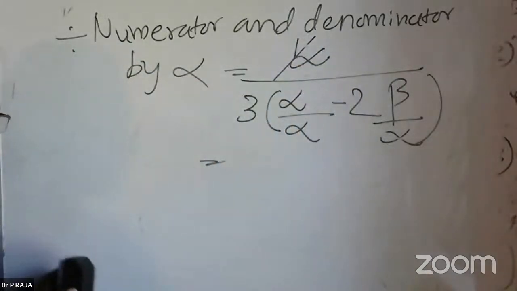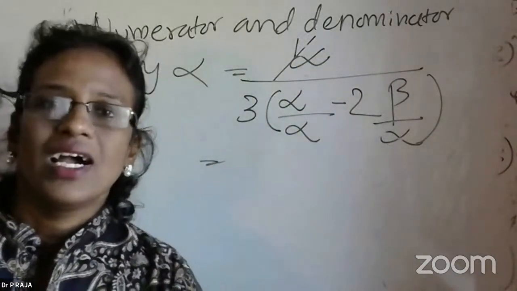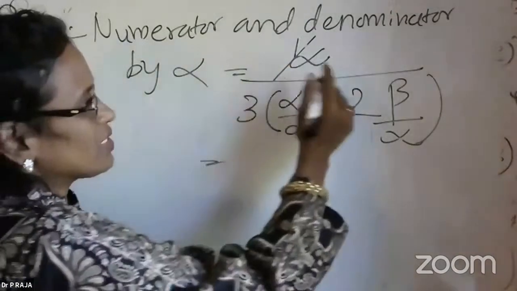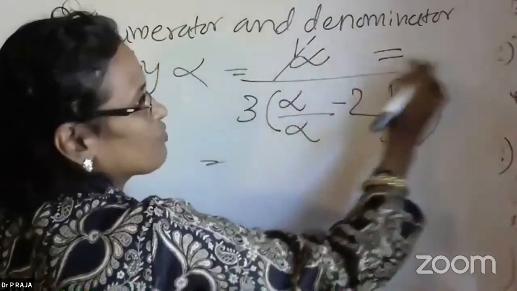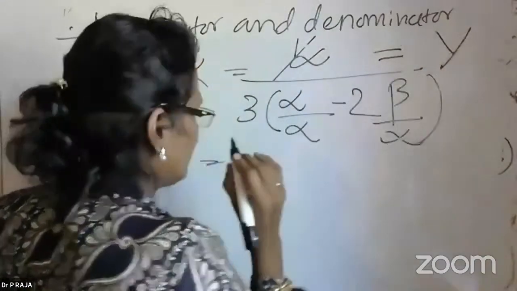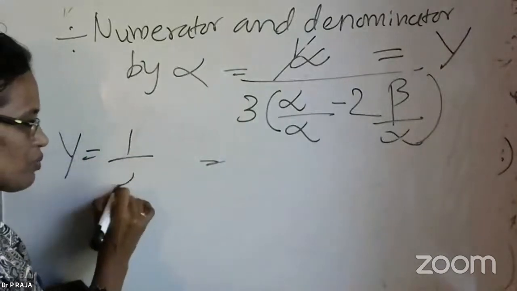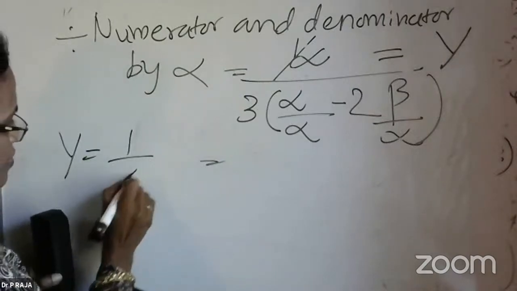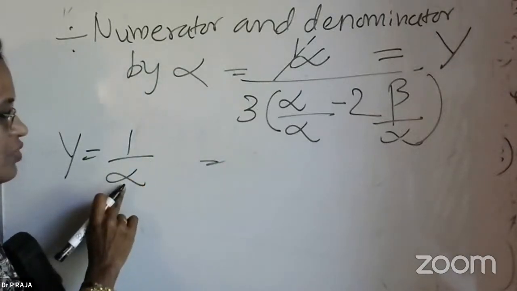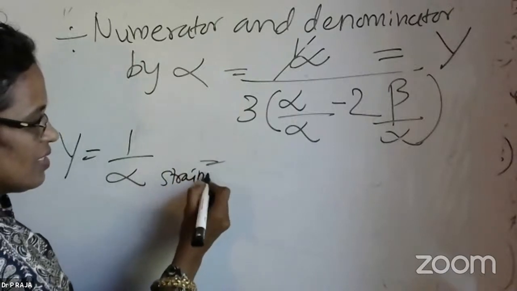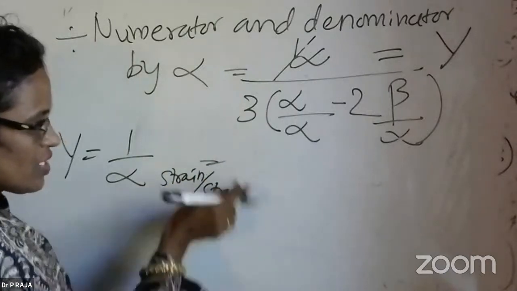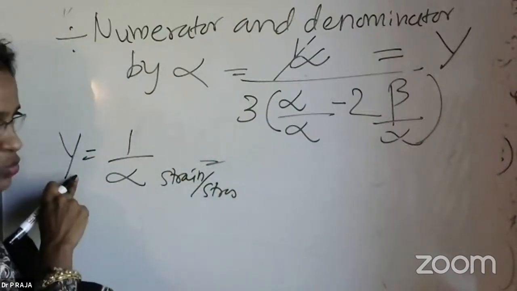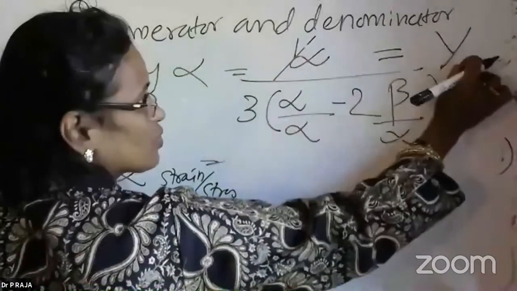In the initial starting of this video, I explained in equation 1 that 1 by alpha is nothing but Y. Do you remember? I told that Y is equal to 1 by alpha, related to the strain per unit stress. So stress goes to the numerator, so this is stress by strain, which is equivalent to Y.